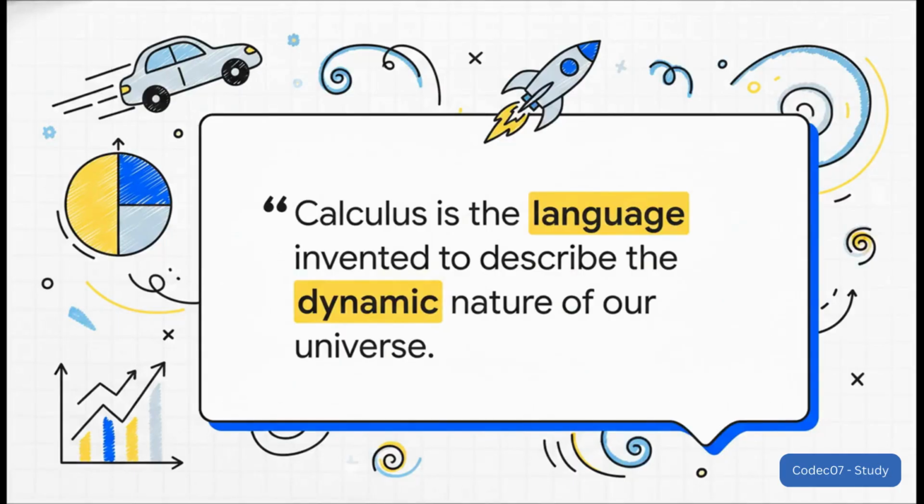So we come right back to where we started, from the speed of an accelerating car to the area of a circle, from rocket launches to economic models. Calculus gives us the essential toolkit. It truly is the language that we invented to finally understand a universe that is always, always in motion.